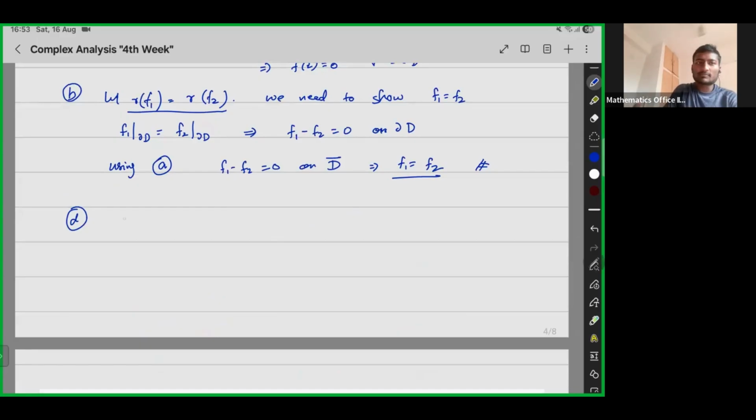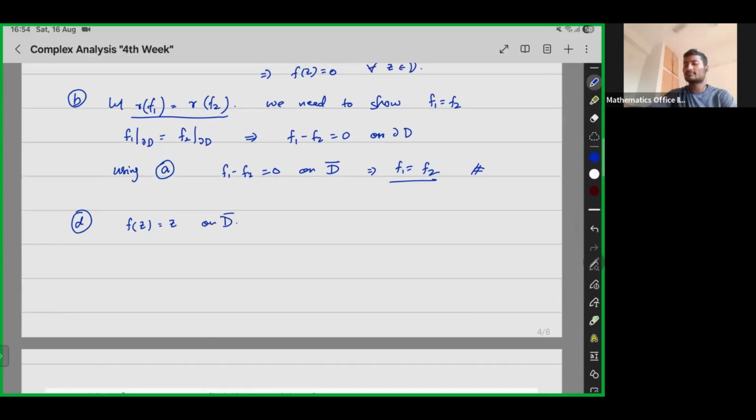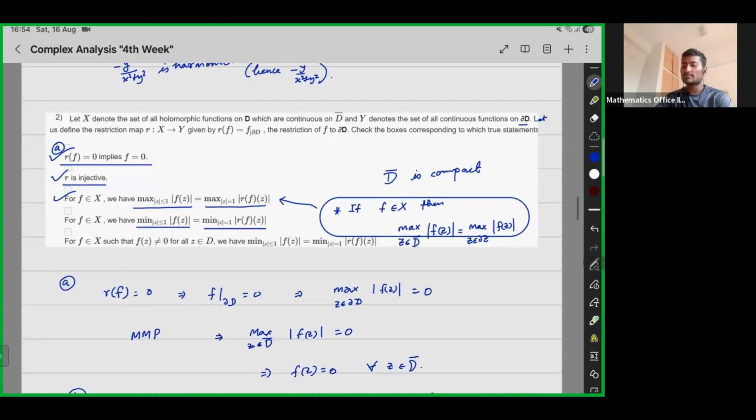The best well-known function is the identity function, f(z) = z on D bar. This belongs to X because it is holomorphic and continuous up to and including the boundary. What is the minimum of mod of f(z) when z belongs to D bar? Sorry, we are talking about minimum here, no? Minimum.